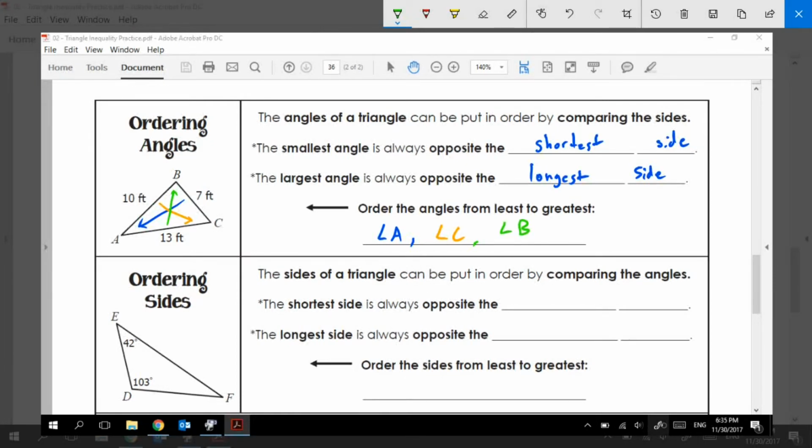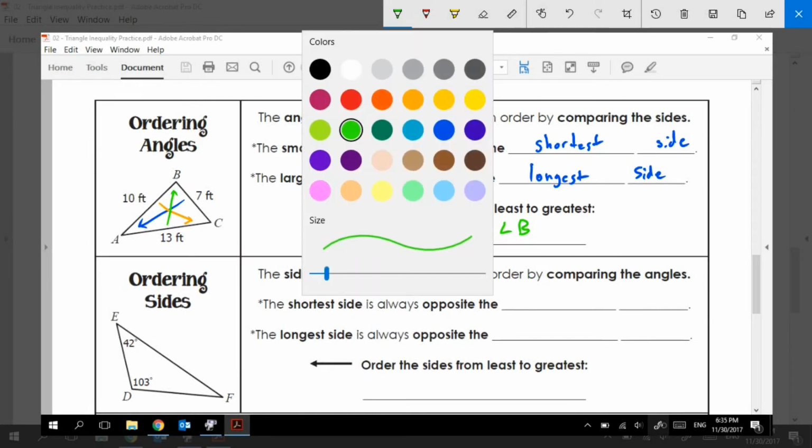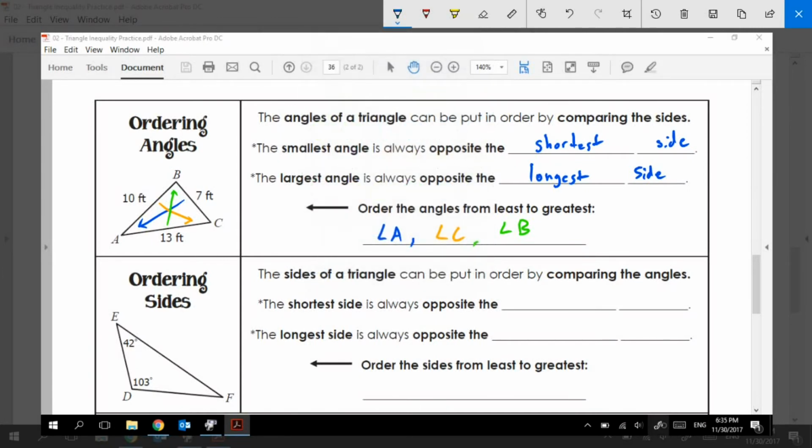And now I've ordered my angles from the smallest angle to the largest angle. And now let's go to ordering the sides. The sides of a triangle can be put in order by comparing the angles. The shortest side will always be opposite the smallest angle.